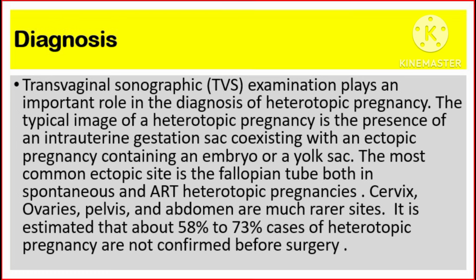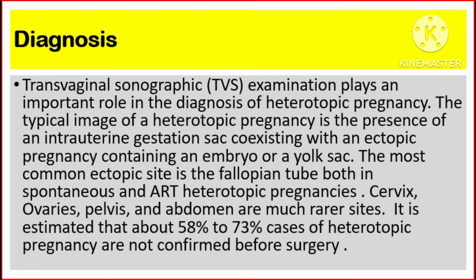Transvaginal sonographic examination plays an important role in the diagnosis of heterotopic pregnancy. The typical image of a heterotopic pregnancy is the presence of an intrauterine gestation sac coexisting with an ectopic pregnancy containing an embryo or a yolk sac. The most common ectopic site is the fallopian tube, both in spontaneous and assisted reproductive technique heterotopic pregnancies. Cervix, ovaries, pelvis, and abdomen are much rarer sites.